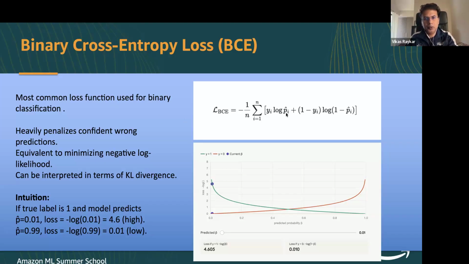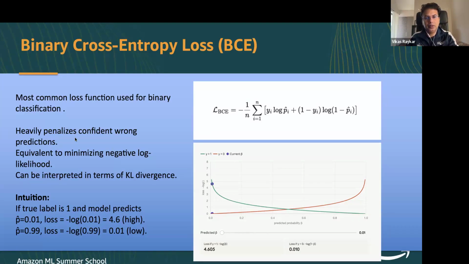So to build some intuition, let's take a look at a couple of examples, right? Let's assume that the true label yi is 1. Then 1 minus 1 is 0, so the second term disappears. So the loss is essentially minus log p hat. So if the true label is 1, and the model predicts p hat equal to 0.01, then the loss will be minus log 0.01, which is 4.6. If it is 0.99, then the loss is minus log 0.99, which is low, right?